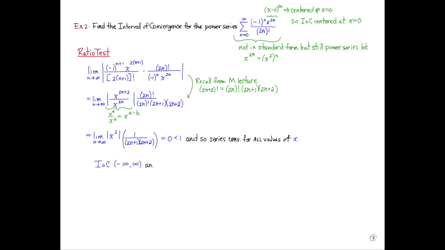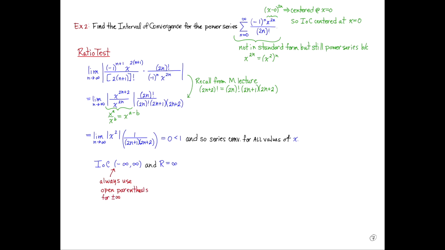We weren't asked to find the radius of convergence, but if we were, then we would write R is equal to infinity. And just a quick note on notation. Whenever one of your endpoints is either negative infinity or positive infinity, you want to always use open parentheses, never the brackets.